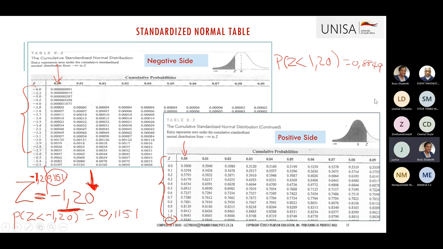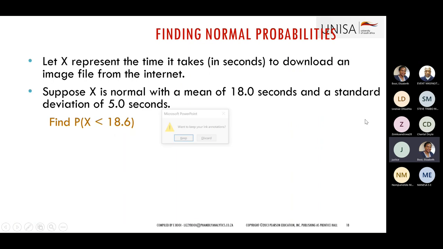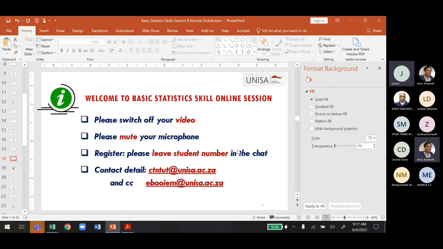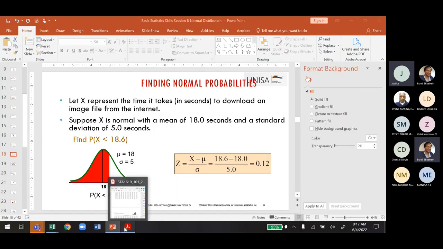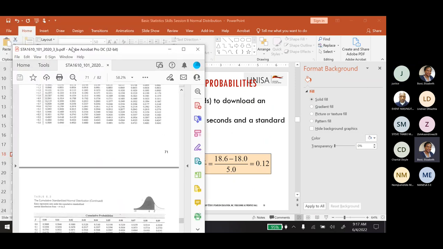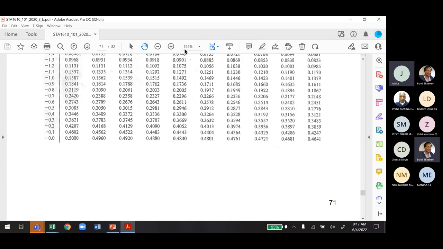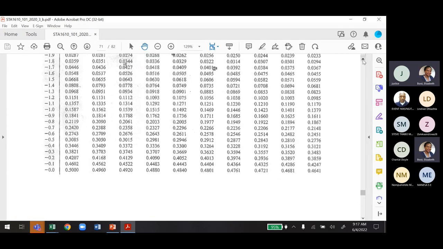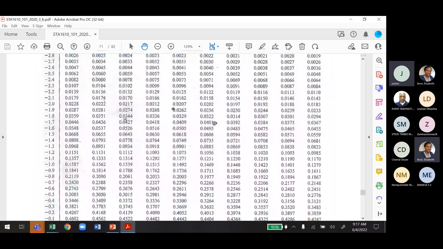Hello, Sifleza. Yes, I don't understand here. I see these two tables, this one which is shaded and this one which is not shaded. I don't understand how I get, you say I can look at 1.2 to get a negative Z. Maybe you can explain what I'm missing here.